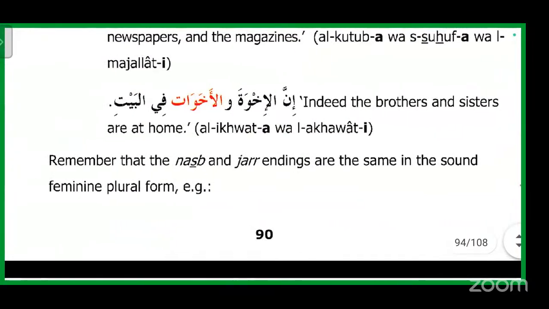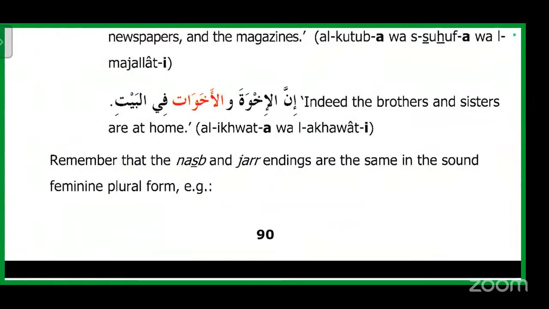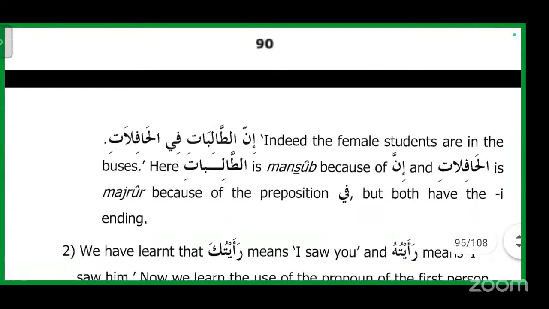Remember that the nasab and the jar, the halat al nasab and the halat al jar endings are the same in sound, feminine, plural, as I told you.